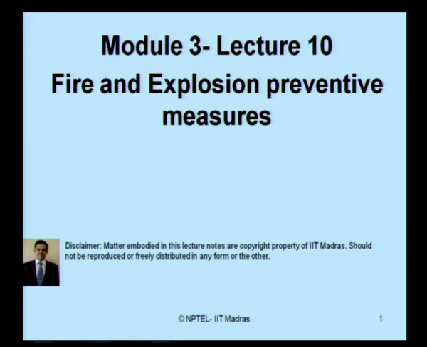In the last lecture we discussed the fire and explosion models. We explained how to draw flammability diagrams. We have taken some examples and demonstrated how to draw a flammability diagram. In today's lecture we will divide this into two parts. In the first part of the lecture we will speak about fire and explosion preventive measures. In the second part of the lecture we will talk about probabilistic risk analysis, which is PRA.